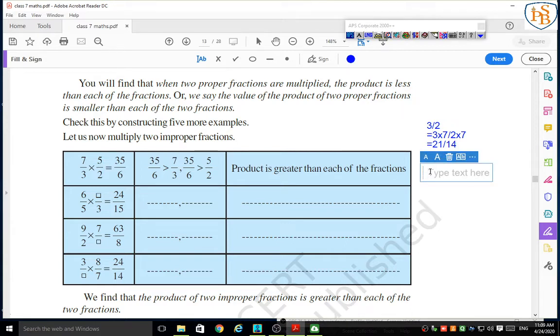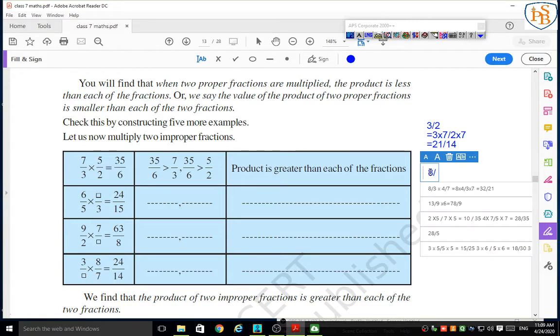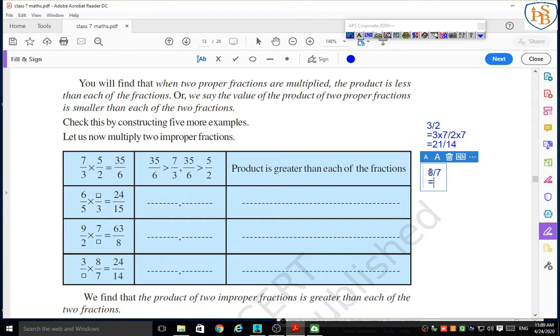My second fraction is 8 upon 7. To equalize the denominator we have to multiply this fraction by 2. So 8 into 2 upon 7 into 2. I will get the answer 8 2s are 16 upon 7 2s are 14.